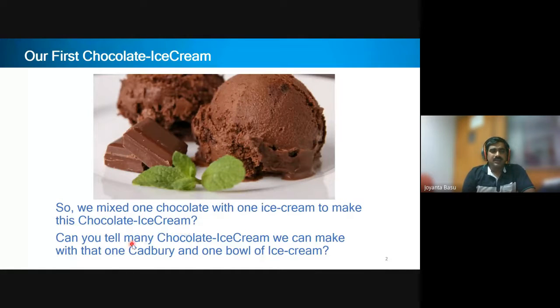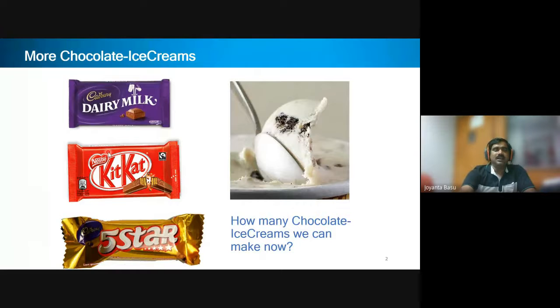Okay, can you tell me how many chocolate ice creams we can make with one Cadbury and one bowl of ice cream? So it's obviously using only the chocolate, we can prepare this chocolate ice cream. It's okay. So take more examples. Like here I have three chocolates and one ice cream. Okay, so how many ice creams we can prepare? Okay, this is the problem.